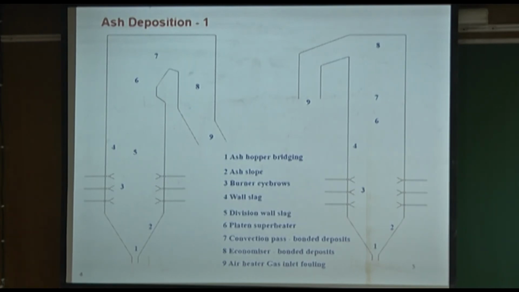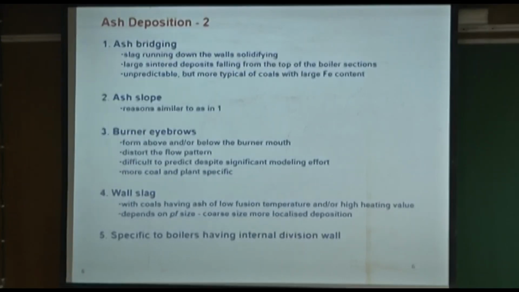So these are the nine major areas. First, the ash bridging. Essentially it happens because of the slag running down the wall and then solidifying during the process.